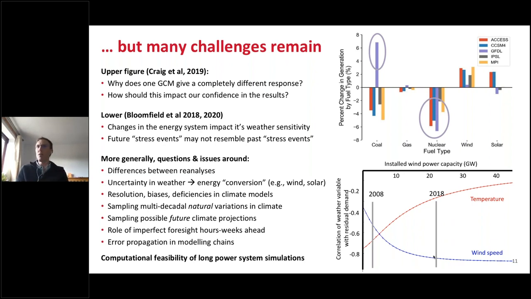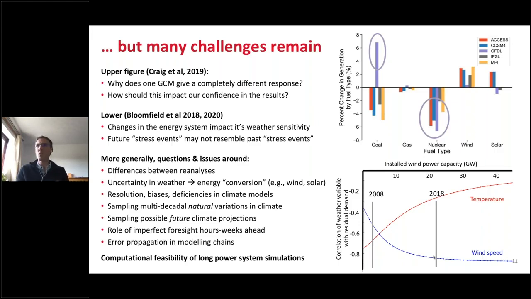So looking for a fixed set of stress events doesn't make sense. We need to start thinking about this in a much more integrated way. More generally, we have multiple different reconstructions of historic weather. What are the uncertainties that produces when we convert into energy properties?